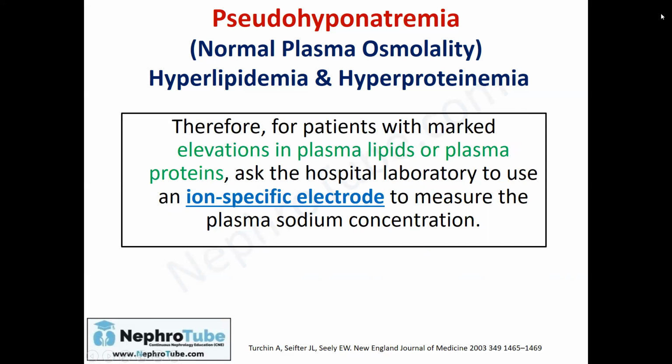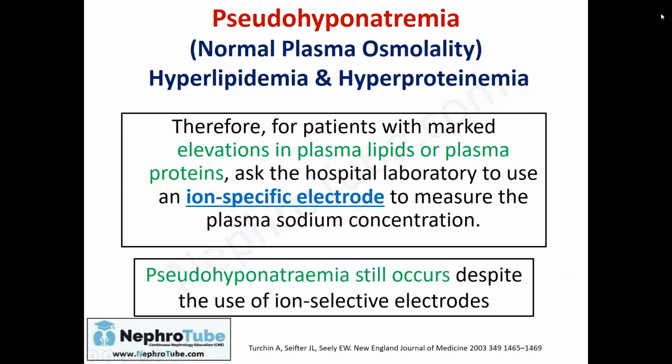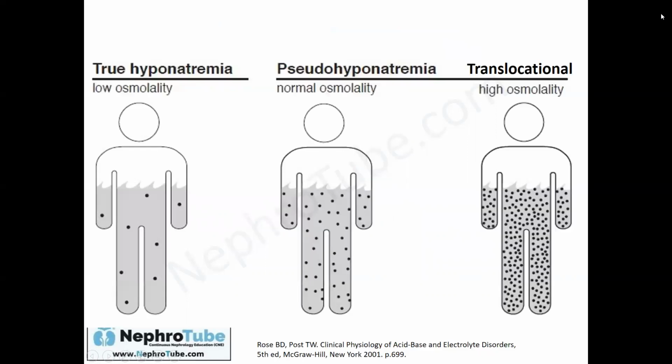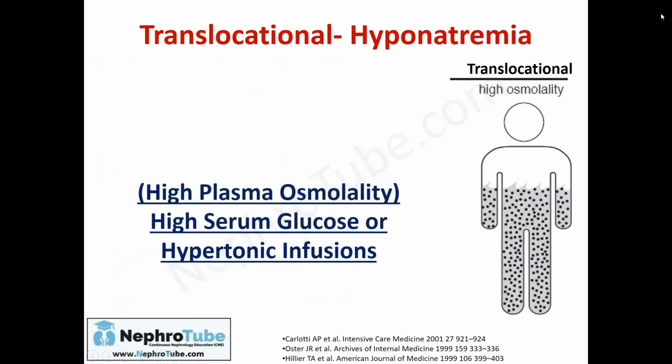The newer tests for hyponatremia depend on what are called ion-selective electrodes, and this avoids the fallacy of flame photometry, but actually pseudohyponatremia still occurs despite the use of ion-selective electrodes. So it is important to exclude pseudohyponatremia. There is an equation to get the corrected sodium in cases of increased triglyceride and protein, but actually it is not widely used. So this is pseudohyponatremia. What about translocational hyponatremia?